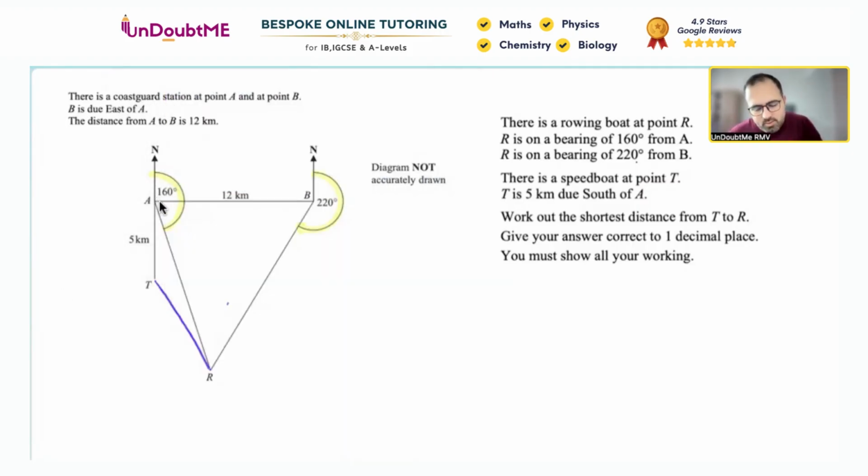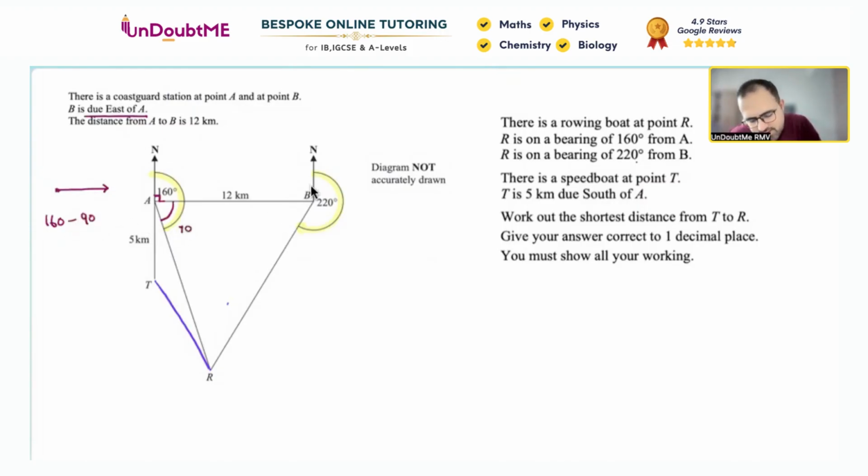North lines with respect to line AB. Since A and B is a horizontal line. Why horizontal line? Because B is due east. So from this point, if you go east, then it's a horizontal line. Means this angle is 90 degree. And the overall angle is 160. So 160 minus 90 will give you the internal angle of a triangle. 160 minus 90 is 70.